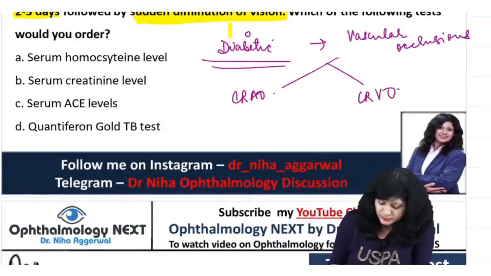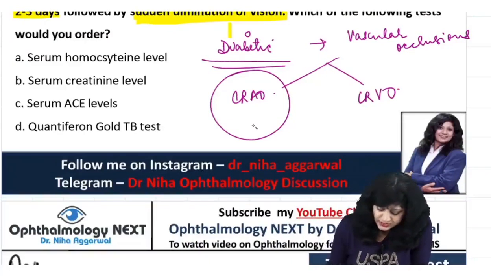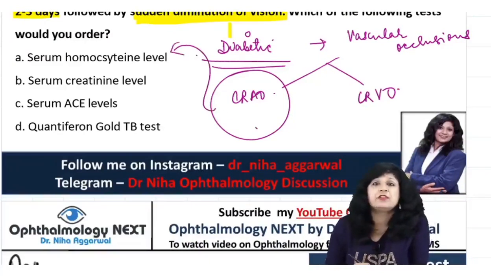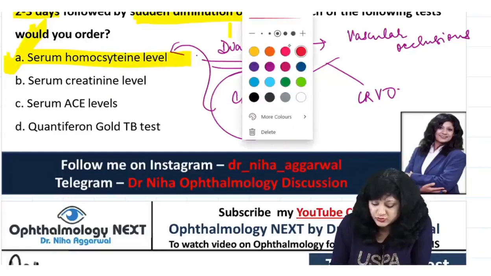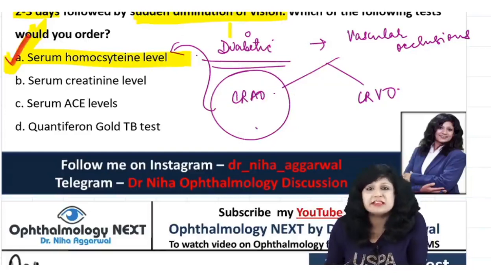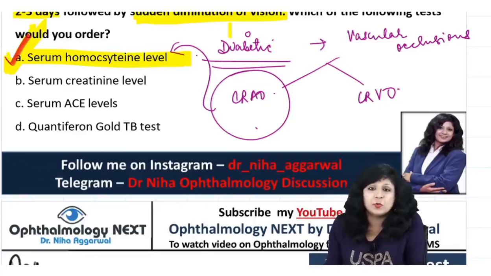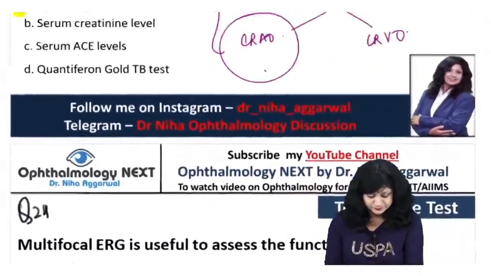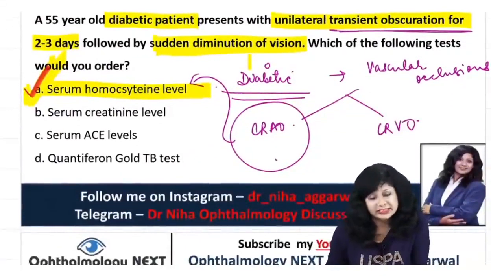Now what is more common? CRAO is more common, and this is associated with the increased levels of the homocysteine. Therefore the answer to your question will be, you have to look for the homocysteine levels. This could very well be the answer, because it has been seen that those patients who have increased levels of homocysteine can be presenting as the CRAO, and therefore there will be sudden diminution of vision. So therefore the answer to this question is the serum homocysteine levels.